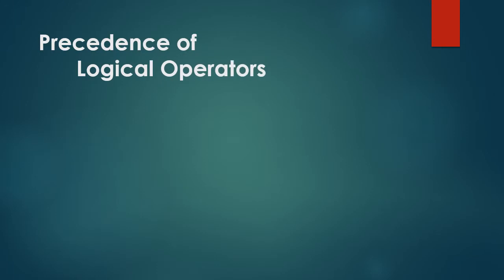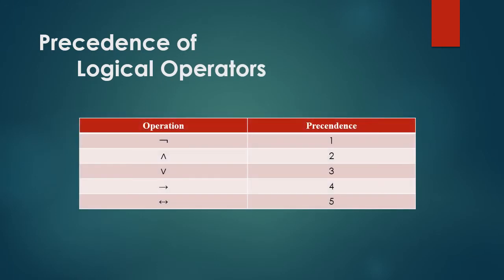Here's a table for the precedence of logical operators. The negation or the not operator is always executed first. It has the highest precedence. The conjunction operator comes after it, then the disjunction operator comes after the conjunction operator. Then after it is the conditional operator, and then lastly, the biconditional operator.